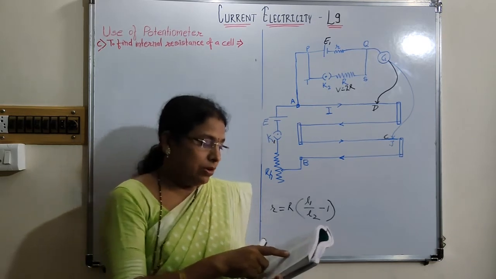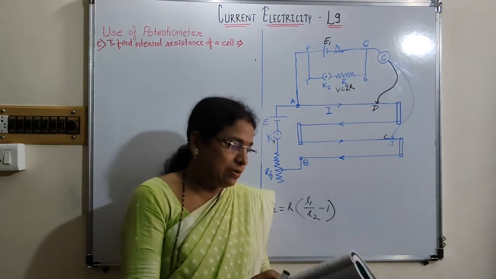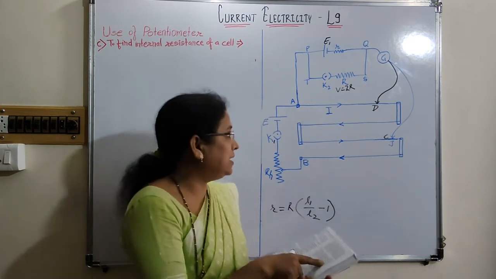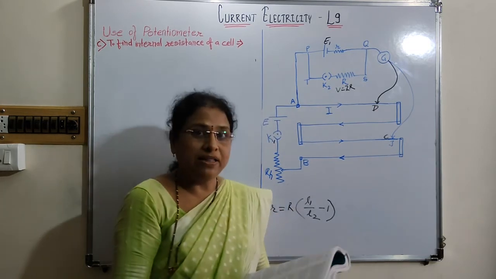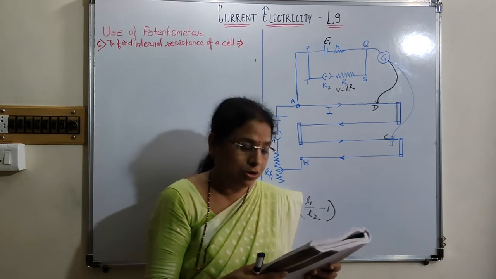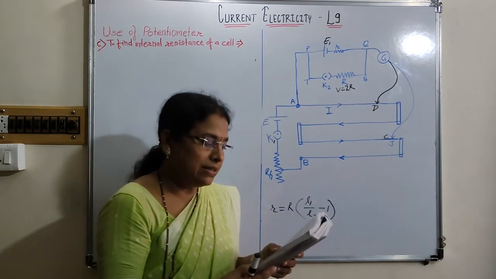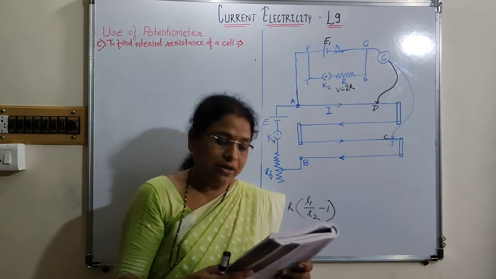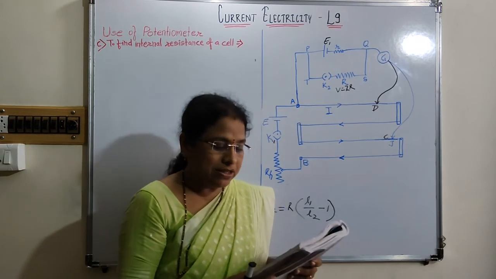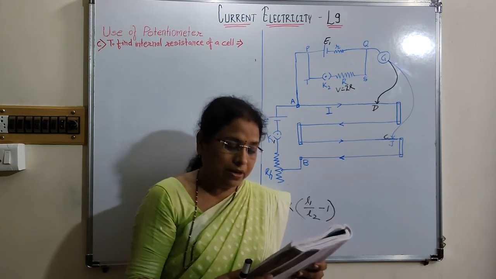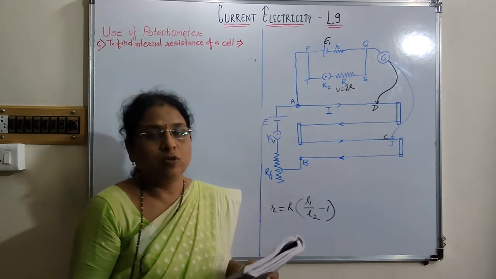Students, now here we solve one problem that is given in your exercise, problem number 16, on the internal resistance. I read the problem. You can see that problem in your book. The EMF of a cell is balanced by a length of 120 cm of a potentiometer wire. When the cell is shunted by a resistance of 10 ohm, the balancing length is reduced by 20 cm. Find the internal resistance of the cell.